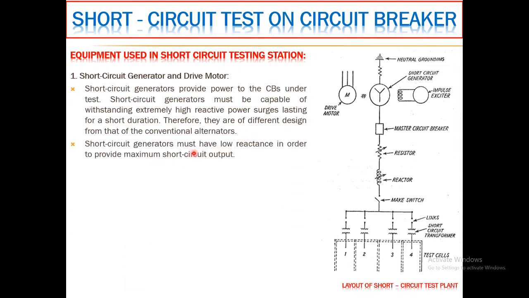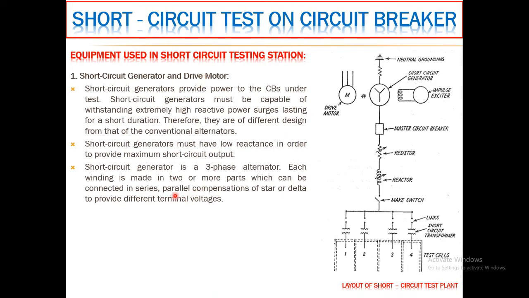The short circuit generators must have low reactance just to tackle these high reactive power surges. Okay, so the low reactance can provide us the maximum short circuit output. The short circuit generator is a three-phase alternator, so each winding is made in two or more parts, which can be connected either in series or in parallel, for star or delta connection, to provide different terminal voltages.